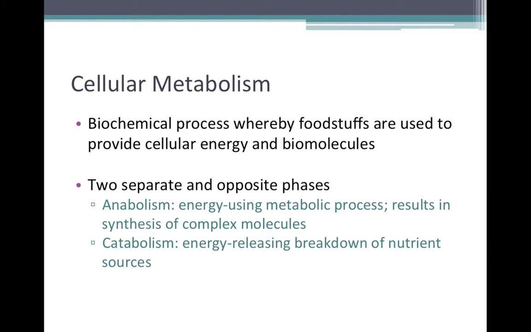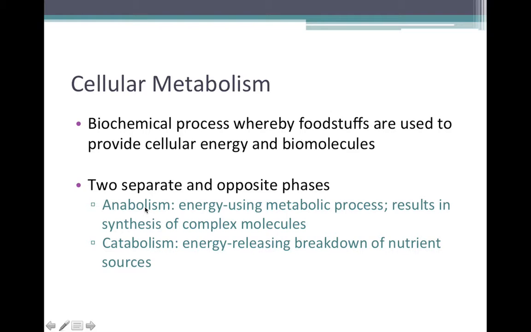Now, when we talk about cellular metabolism, it's really just biochemical processes where foodstuffs, which are basically just components of our food, are used to provide cellular energy and other biomolecules for the cell. Now, we can talk about metabolism as a whole as being all of the chemical reactions that are occurring in all of your cells in your body at any moment in time. But we can divide metabolism into two main components. We have anabolism and catabolism.